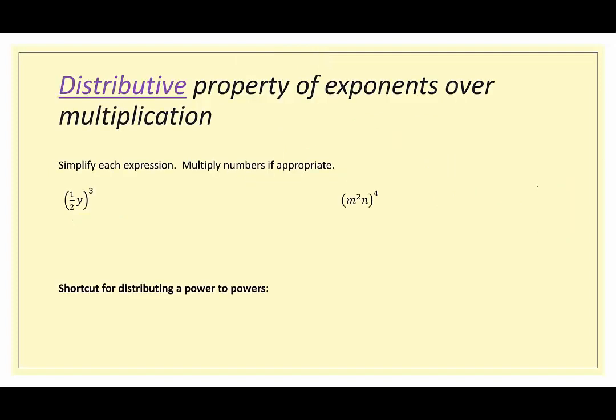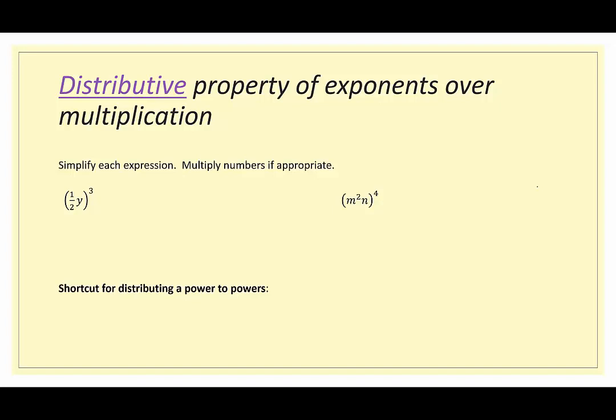Last up, we have the distributive property of exponents over multiplication. So you've probably heard of the distributive property before. We have a distributive property for multiplication over addition or subtraction, and here we have the distributive property of exponents over multiplication. And again, we're going to look for the shortcut here.